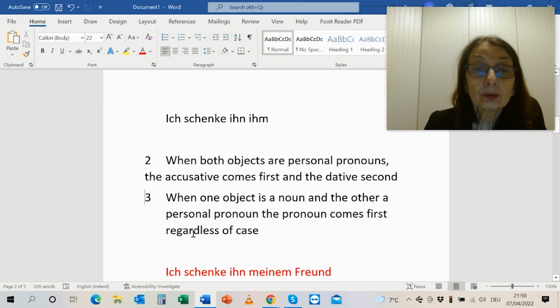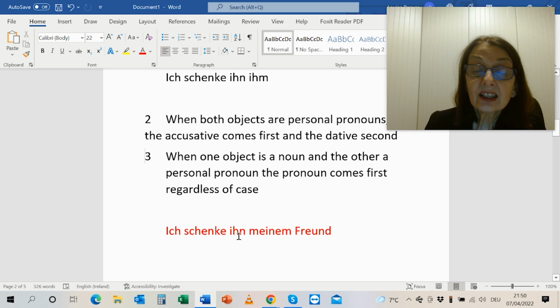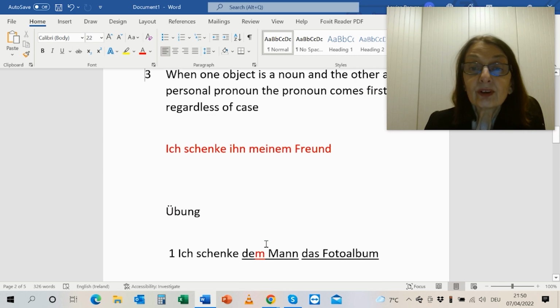Okay, that's your rule. When one object is a noun and the other is a personal pronoun, the pronoun comes first regardless of case. For example, ich schenke ihn meinem Freund. So the pronoun comes first. Now, regardless of case, the pronoun comes first when you have a mixture. This is where the fun is.